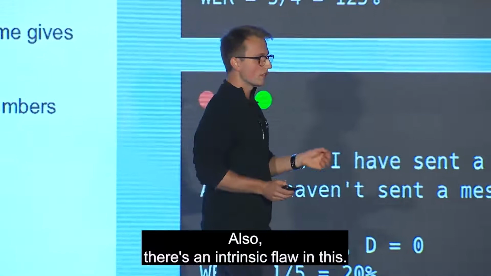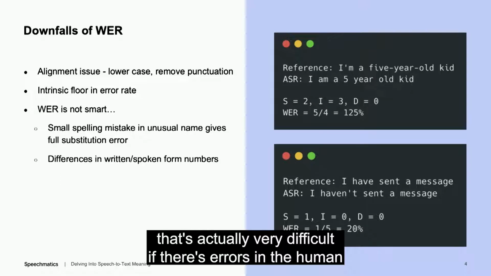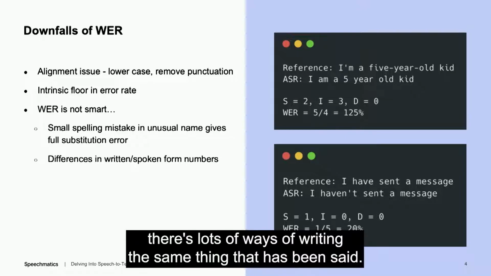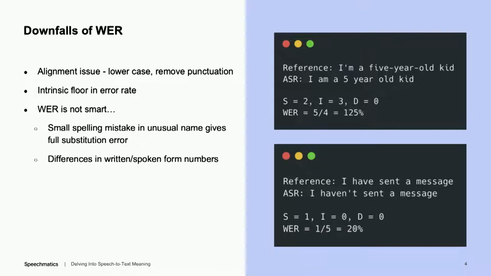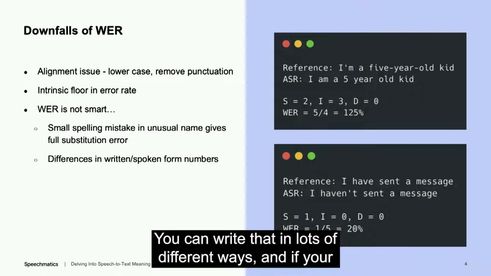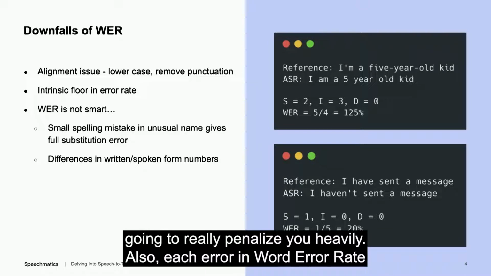Also, there's an intrinsic flaw in this. What I mean by this is if we're driving word error rate to 0%, that's very difficult if there are errors in the human transcription. And as you're all aware, there are lots of ways of writing the same thing that has been said. Dates are a good example. You can write that in lots of different ways. And if your specification doesn't match what's in the reference transcript, word error rate is going to penalize you heavily.